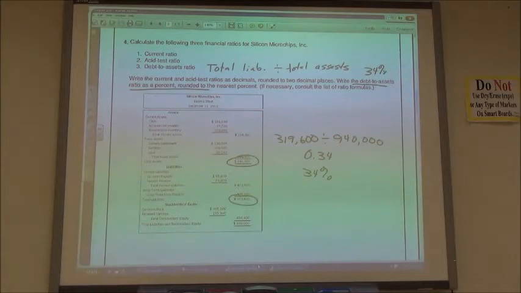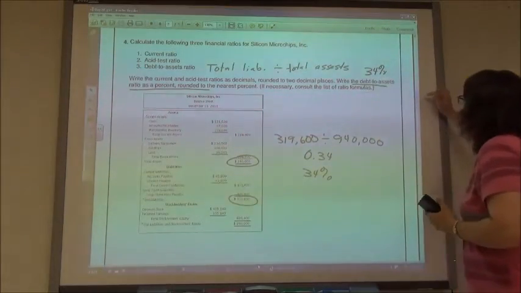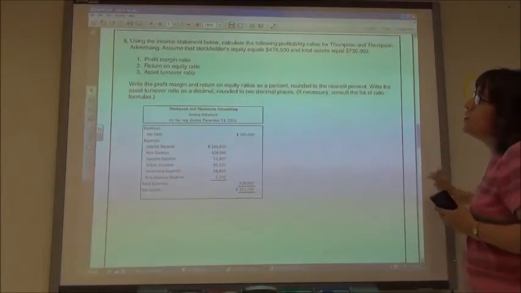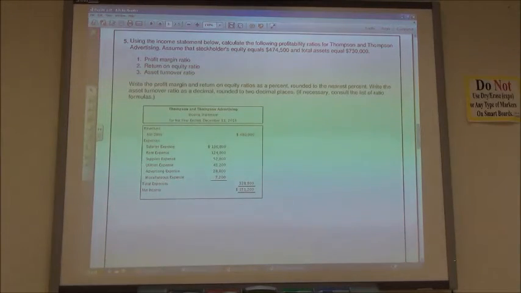So the first one, the current ratio, we should have gotten 2.57. For the acid test ratio, we should have gotten 1.36. And then the debt to asset ratio, we are going to get 34%. And so moving on to number 5, again we are going to use those formulas off that list of ratio formulas. We have some different ones we're going to use on number 5.